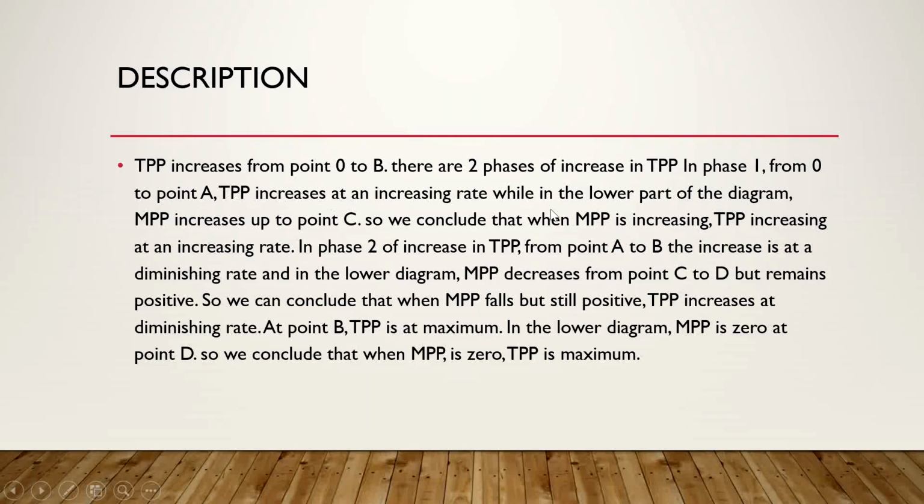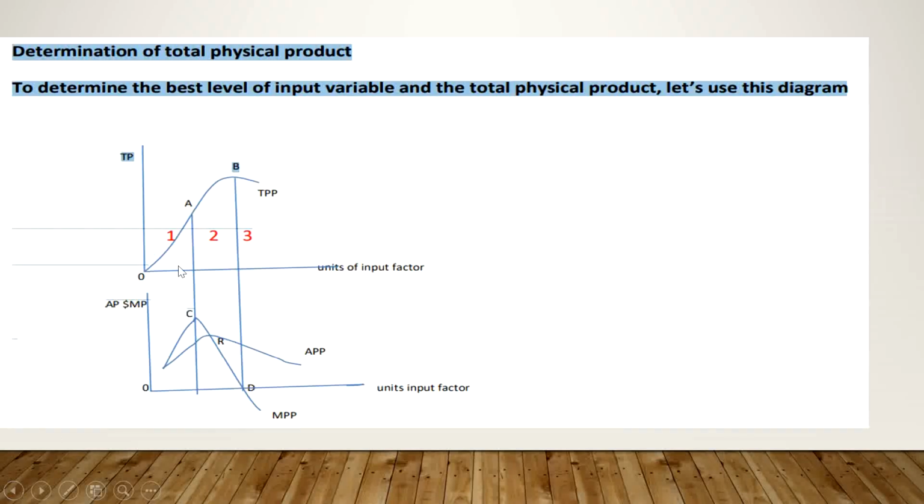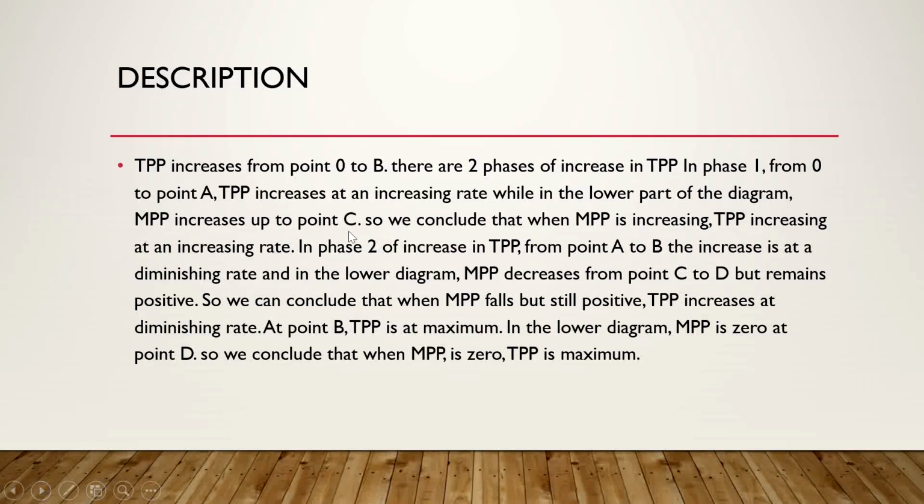increases at an increasing rate, while in the lower part of the diagram, marginal product increases up to point C. So while total product is increasing from point 0 to B, marginal product also increases from 0 to point C. We can conclude that when marginal product is increasing, total physical product increases at an increasing rate.